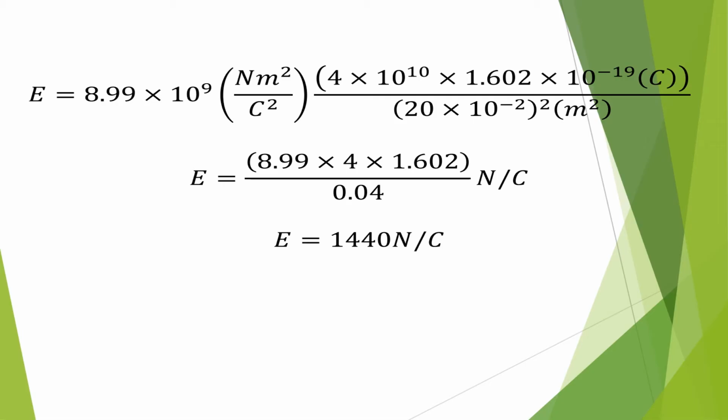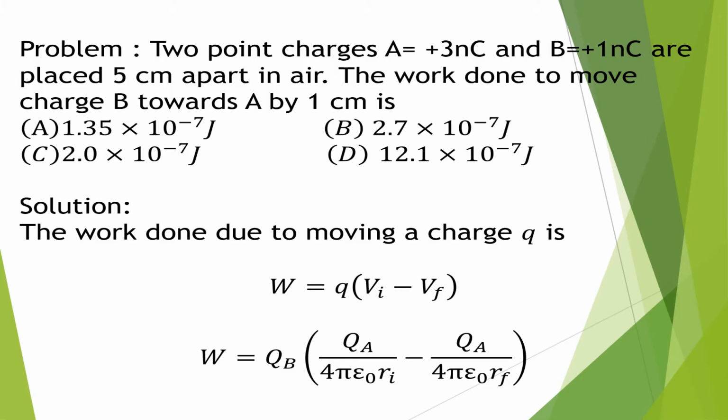Let's look at the next problem, and the statement is: two point charges, one of 3 nanocoulomb, the other of 1 nanocoulomb, are placed 5 centimeters apart in air. The work done to move charge B towards A by 1 centimeter is. So in this problem, we need to calculate the work done if you move charge B towards charge A. And let's write down the expression for the work done due to moving charge Q.